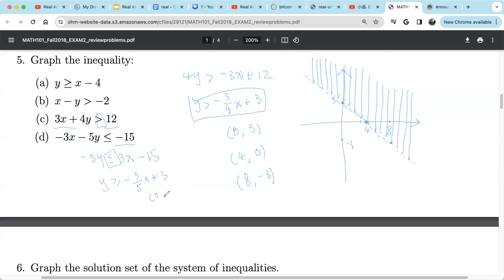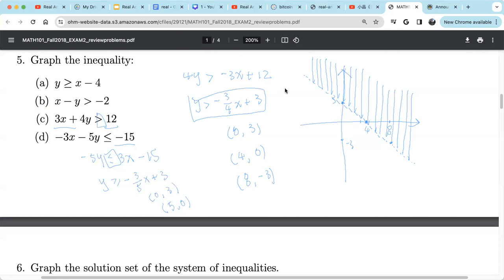Now, if x is 0, y is 3, right? We're thinking of the equal sign, the equation. If x is 5, 5 times negative 3 over 5, that's negative 3, plus 3, that's 0, all right? So let's graph with red color. Maybe I use the, oh no, I don't want to use this one. I should erase first to do this. Okay, let me graph on the same one, same plane.